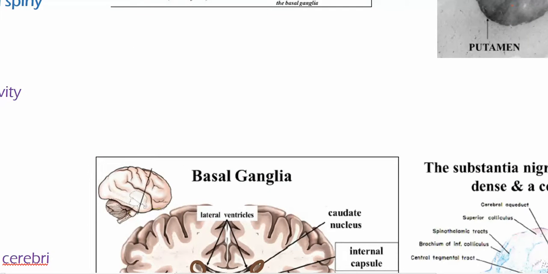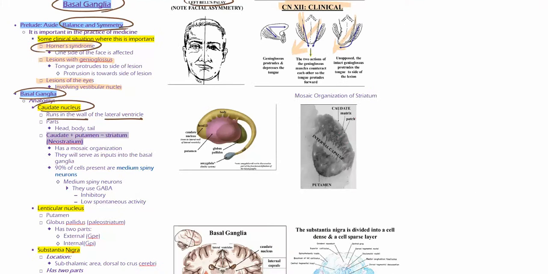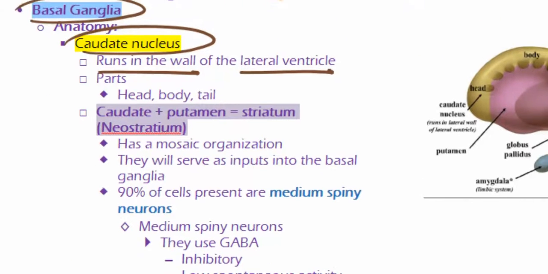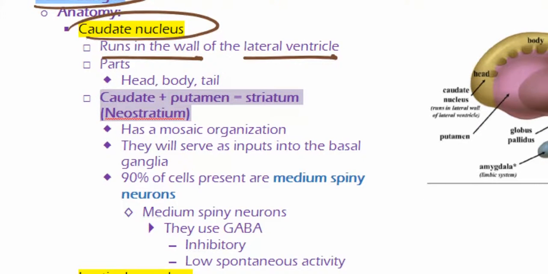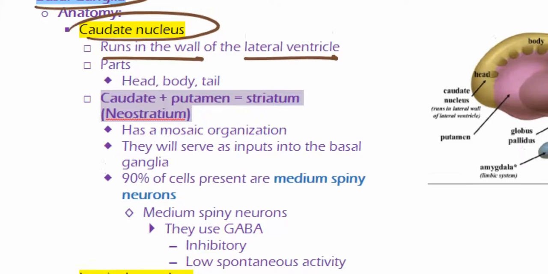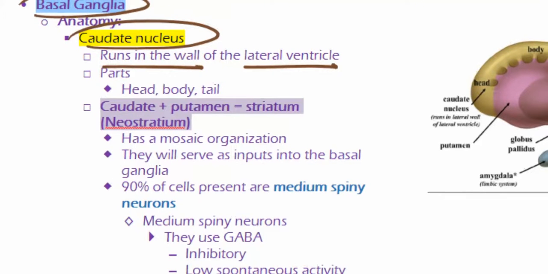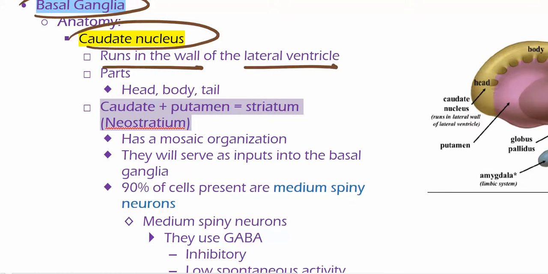Oh dang, I need to copy this. Cool. So the first part that we have is the caudate nucleus, which runs in the lateral wall of the lateral ventricle. I'm going to ask you guys questions spontaneously, so try to memorize everything as we're going. I can ask you anything. And if you want to ask each other questions, you can do that too. If you want to ask Carl a question, or Carl, if you see something you want to ask Amara, you can do that as well.